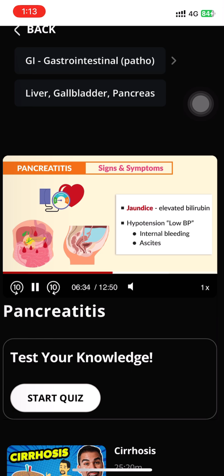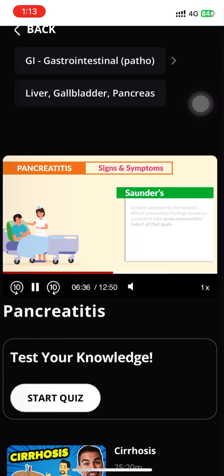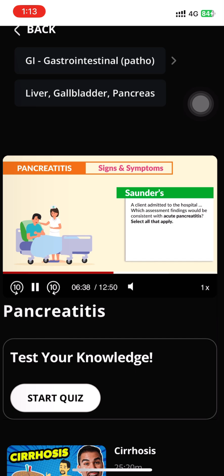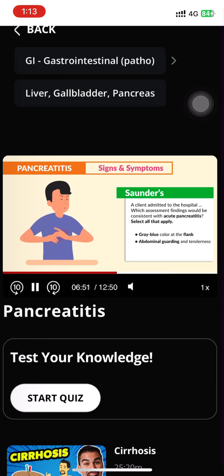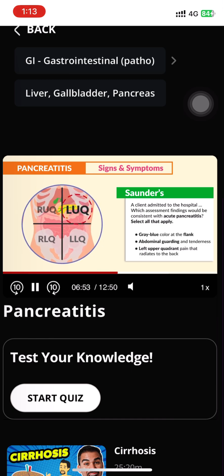So Saunders mentions, a client admitted to the hospital, which assessment finding would be consistent of acute pancreatitis? Select all that apply. So gray-blue color at the flank, abdominal guarding and tenderness, and a big one here, left upper quadrant pain that radiates to the back. So again, write these three down and know them.